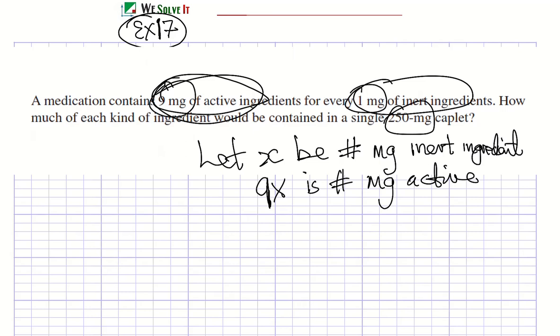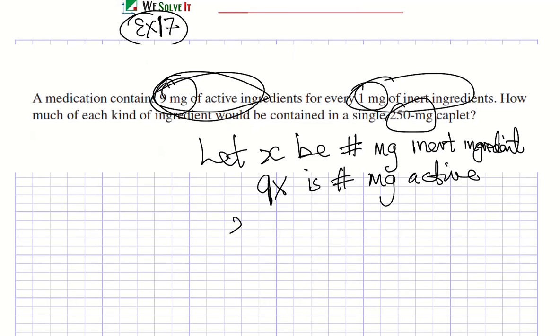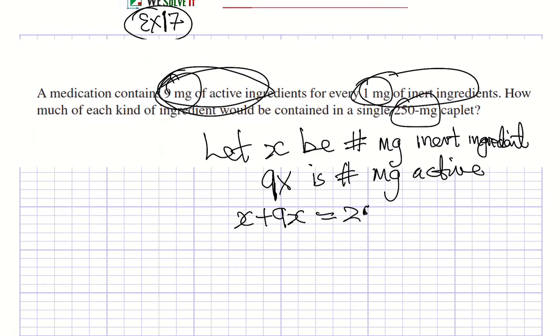So basically that means x plus 9x is equal to, what is that? 250. Sorry, I'm getting tired. 250 milligrams. That's all that means. I'm going to cut this short because I'm getting tired. Once I'm tired, I start making a bunch of mistakes. So that's what that means right there.